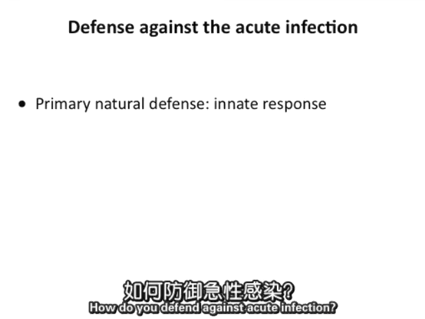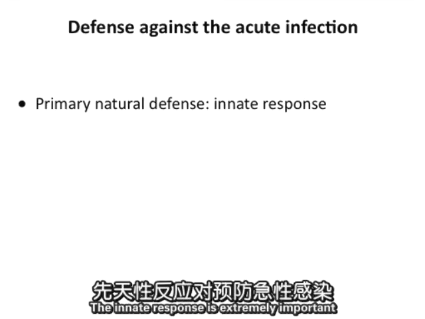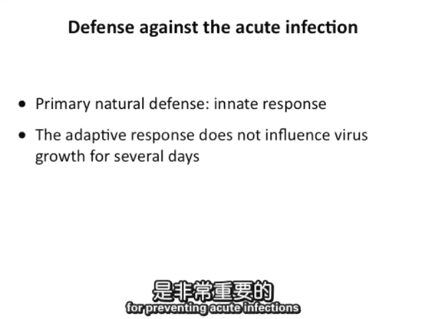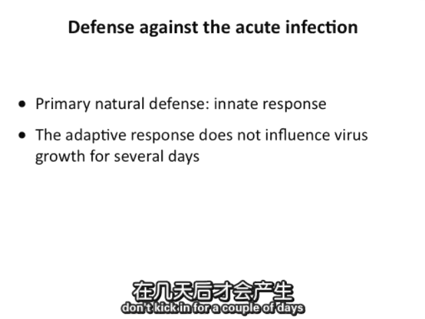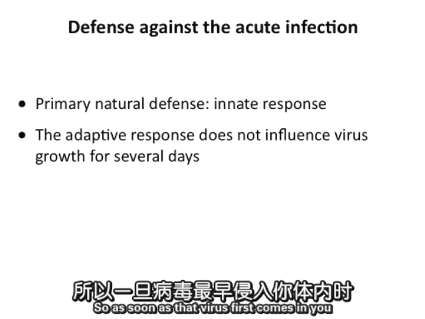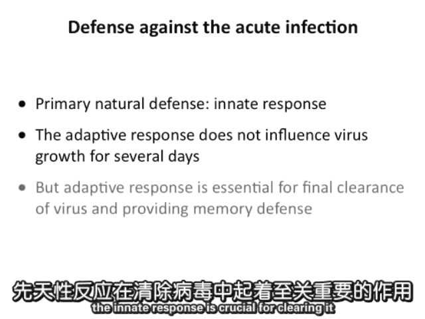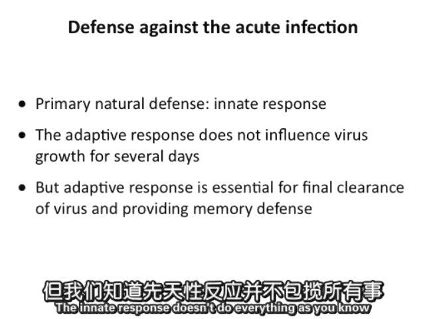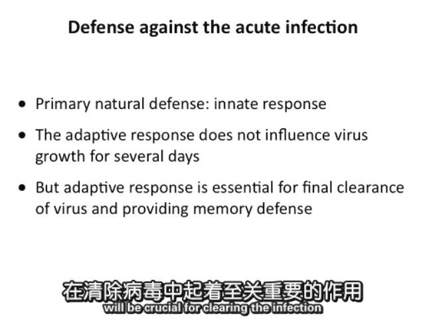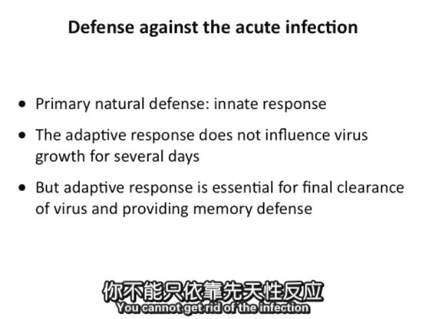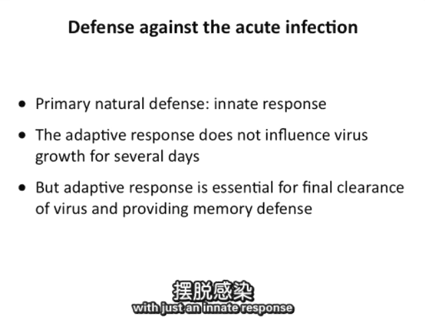How do you defend against the acute infection? The innate response is extremely important for preventing acute infections, because as you know, the adaptive responses don't kick in for a couple of days. So as soon as that virus first comes in, the innate response is crucial for clearing it. The innate response doesn't do everything, as you know. The adaptive response, in the end, will be crucial for clearing the infection. You cannot get rid of the infection with just an innate response.